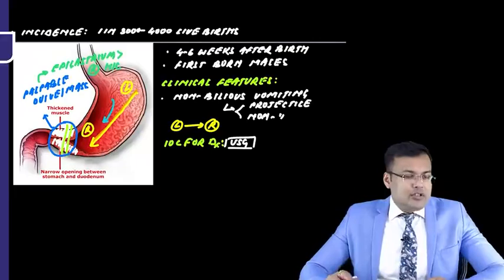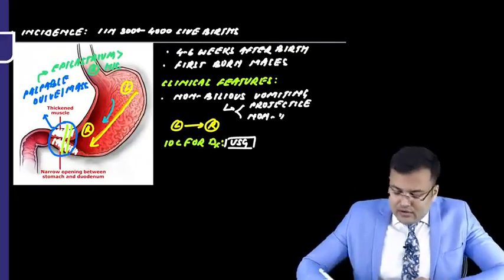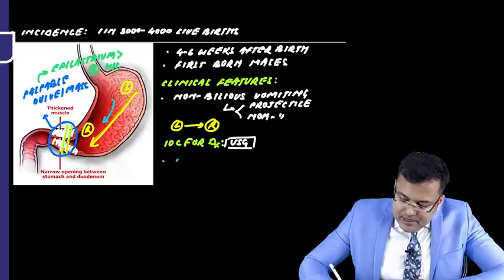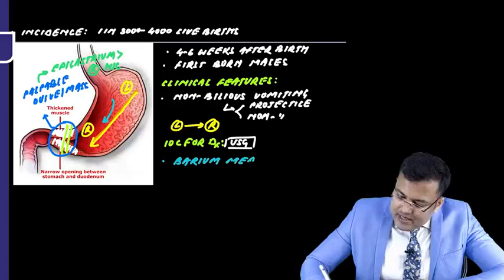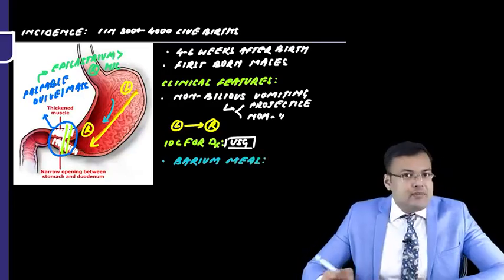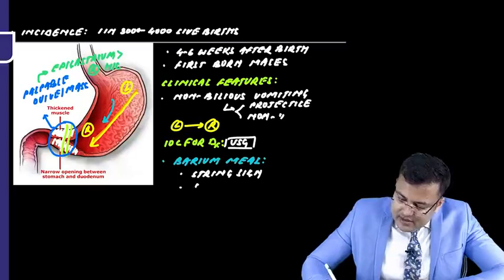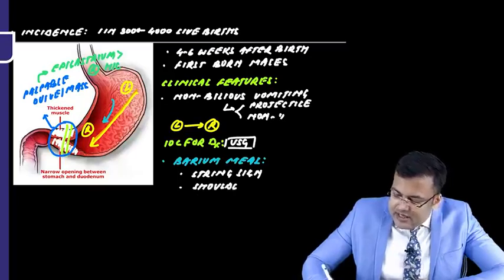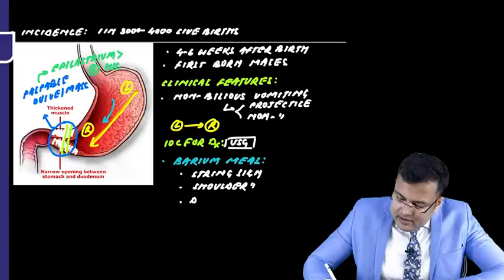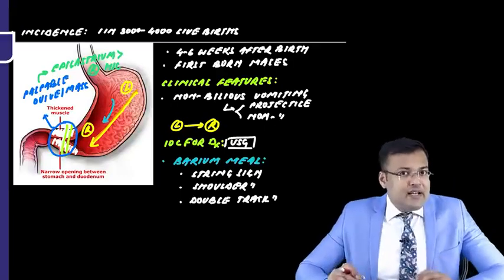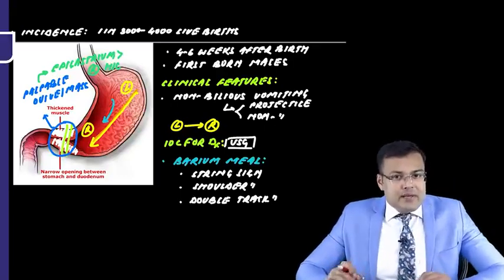We can make the diagnosis on the basis of barium meal also. And what are the findings or signs on barium meal? There is the string sign, shoulder sign, and double track sign. Clear? If we perform X-ray, there is a single bubble appearance on X-ray.